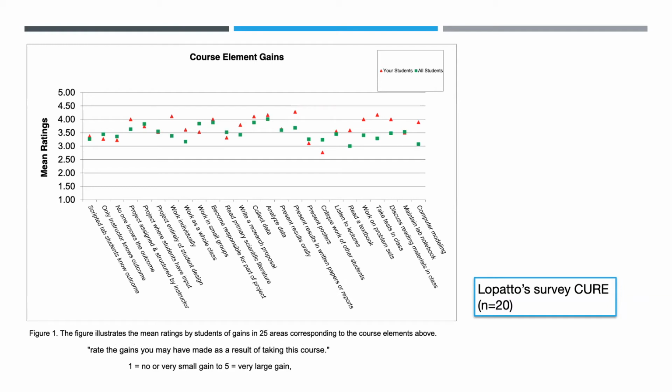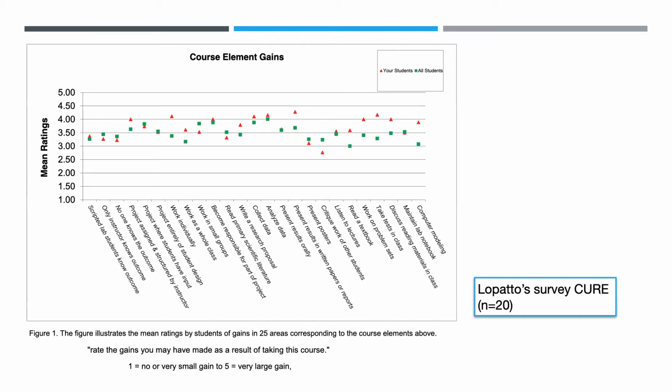So my students' ratings of their gains are in red. And I must say that I was very glad to see that some of the key elements of the research experience that I embedded in the course are actually reflected in what the students self-reported in this survey. And again, this survey is an external tool. It's administered directly by Lopatto. The students are simply given the website, and it's their choice to click and complete the survey. And they did an amazing job.